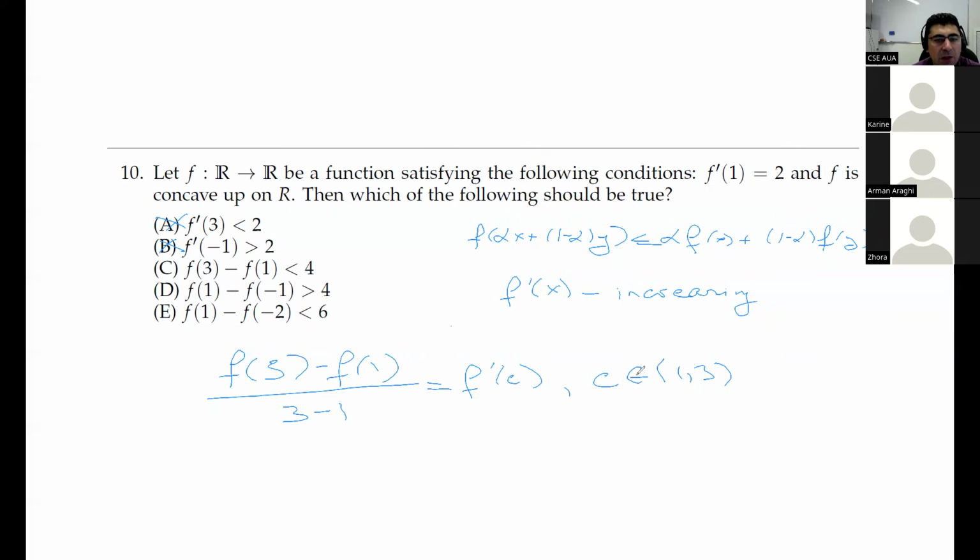Okay. And we said the derivative of our function is increasing. So what can we say about f prime c? It should be bigger than 2, because c is greater than 1. The derivative is increasing, so it gets bigger than 2.